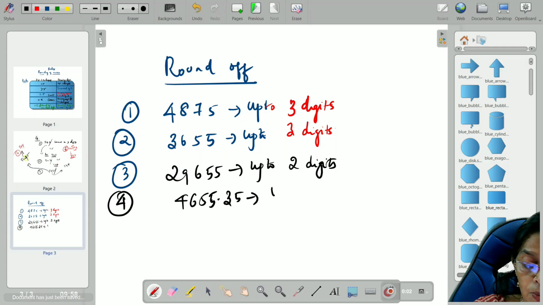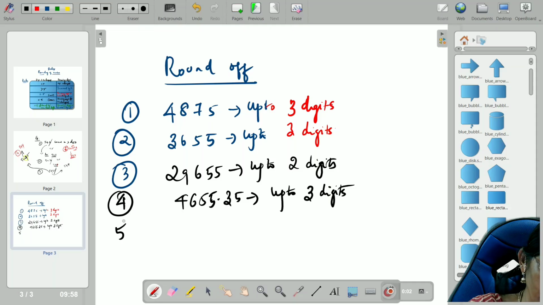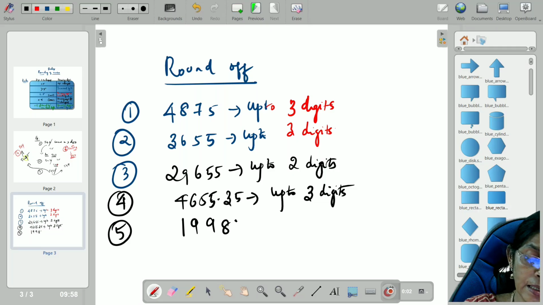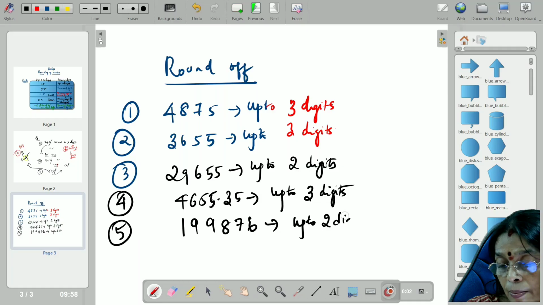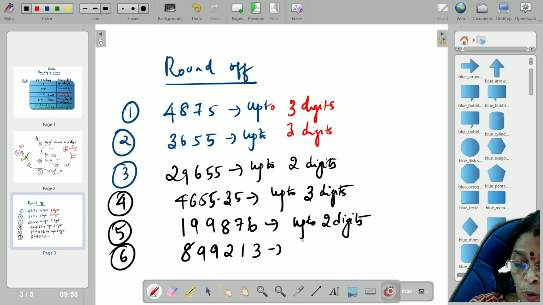4655.35 up to 3 digits. Number 5. 199876 up to 2 digits. Number 6. 899213 up to 1 digit.